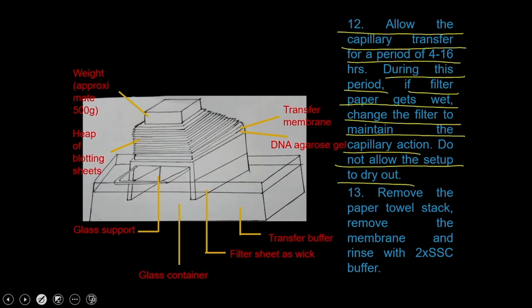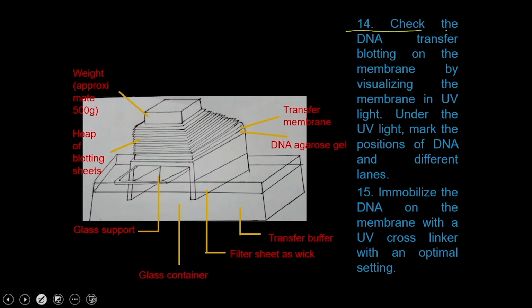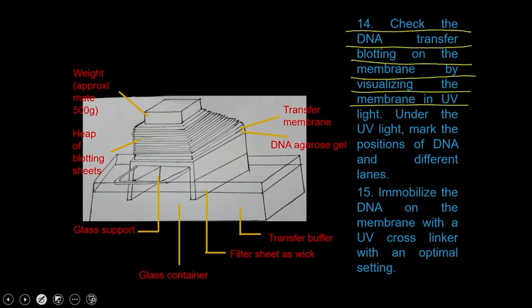Once the transfer is over, you can remove the paper towel stack, take out the membrane, and rinse it with 2x SSC buffer. Then you can check the DNA transferred onto the membrane by visualizing the membrane under UV light. That is going to tell you whether the DNA has been transferred.